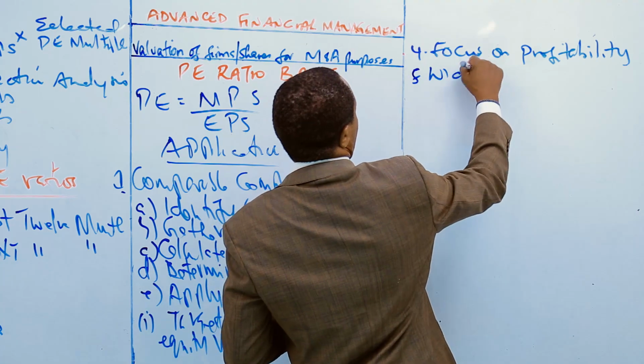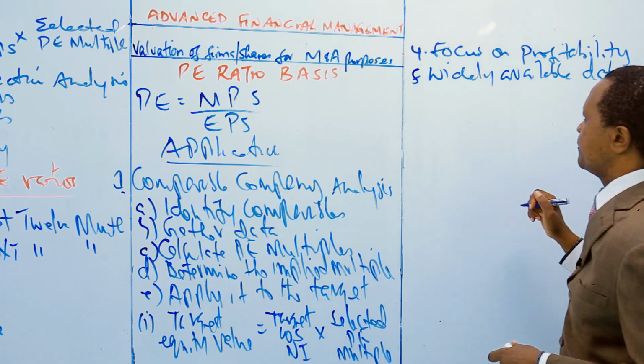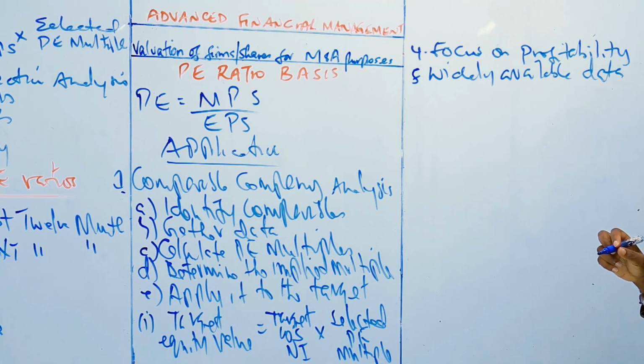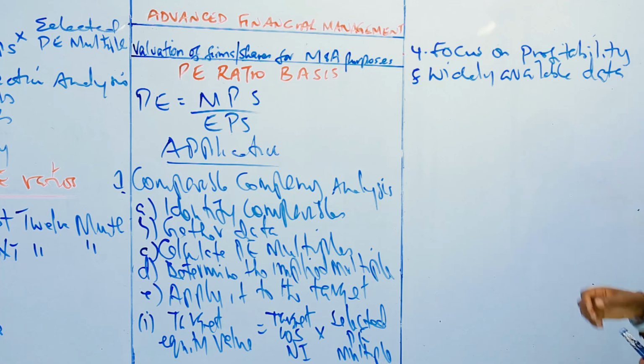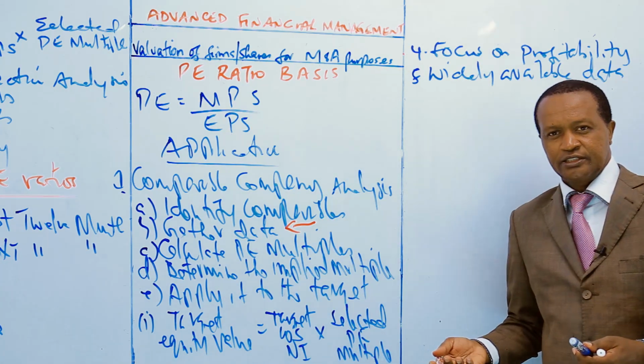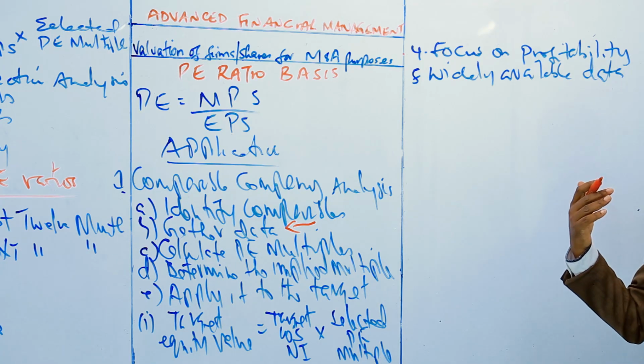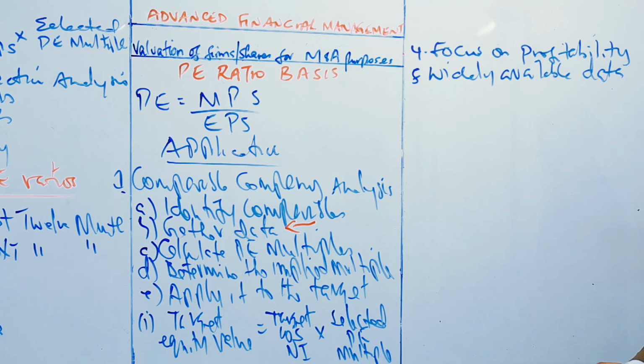Widely available data. For public comparables, PE ratios and earnings data are easily accessible. They are easily accessible because remember we talked about gathering data in comparable company analysis, where you collect financial data for comparable companies, including their current stock prices and earnings. The data is widely available, and that is an advantage.